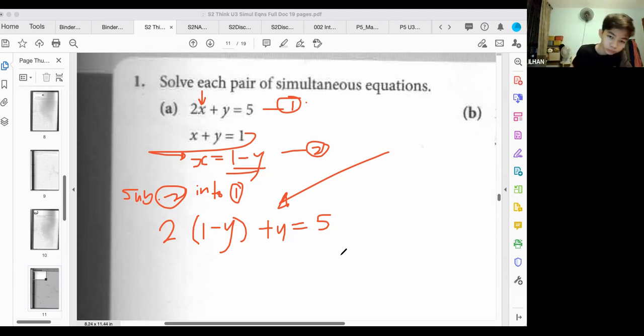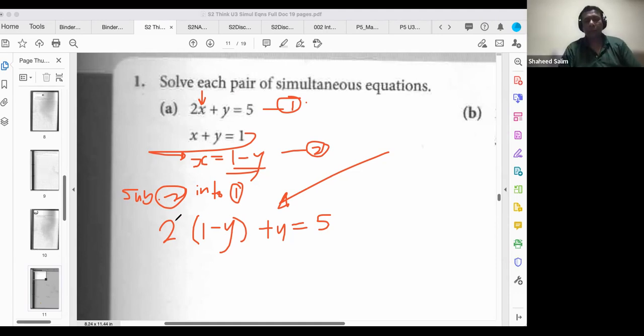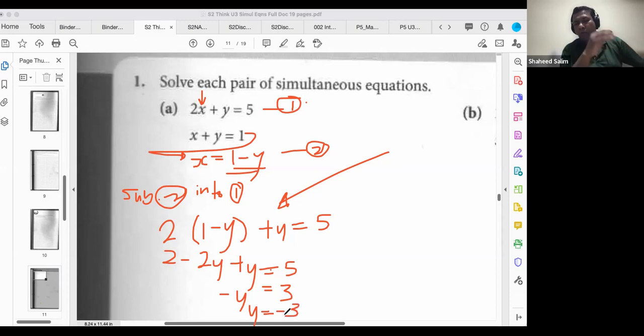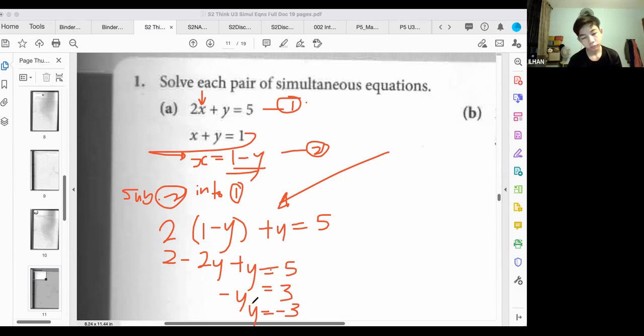Is y equals to 1? Okay, let's see. 2 times 1, 2. 2 times negative y, negative 2y, plus y equals to 5. Minus 2y plus y equals to minus y. Then you bring 2 over the side, minus 2. 5 minus 2, I bring the 2 over, right. y equals to negative 3. Oh, I put plus. So y equals to negative 3.